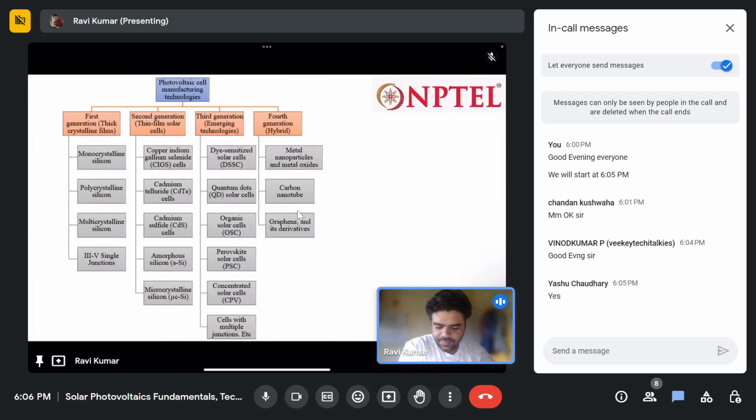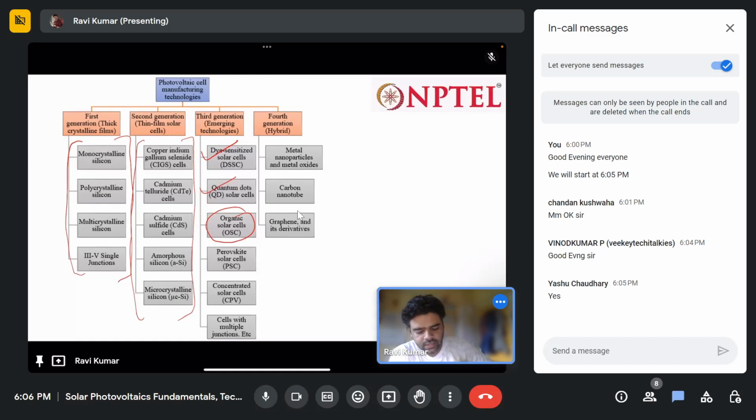So this is the same thing, first generation, second generation. In the first generation, we have seen crystalline silicon cells. In the second generation, it was thin film. And from the third generation, we have seen DSSC last week. And this week, we are going to start organic solar cells. And quantum dots we also covered last week as well.